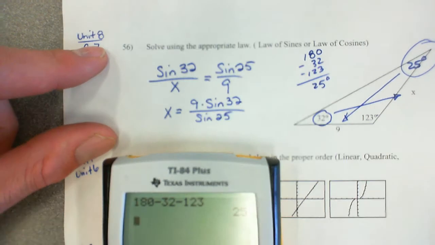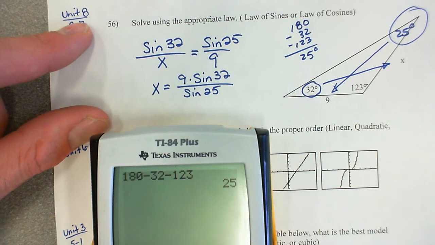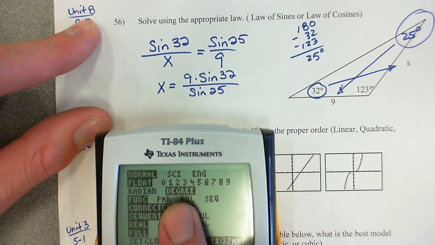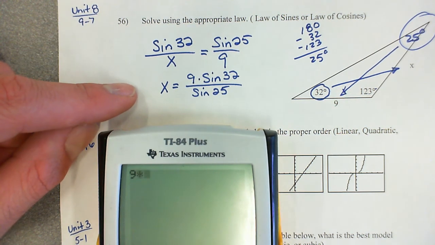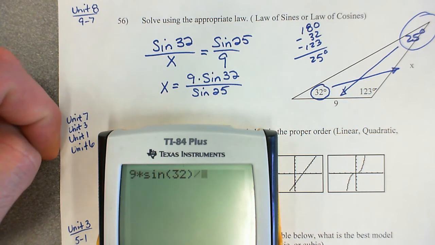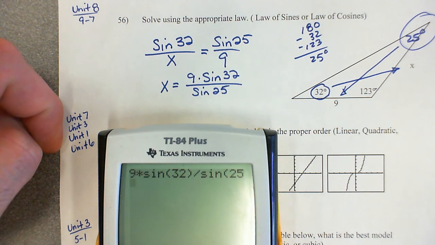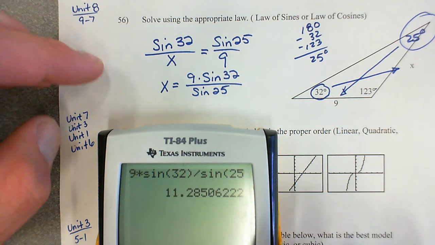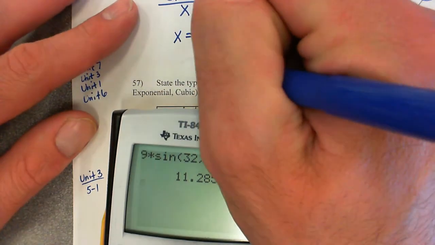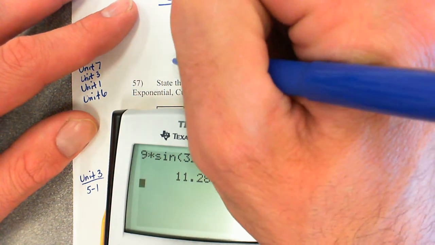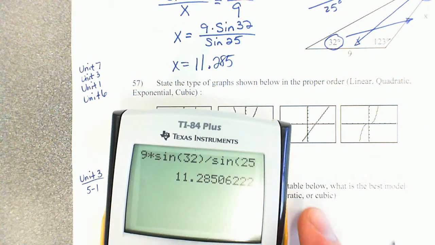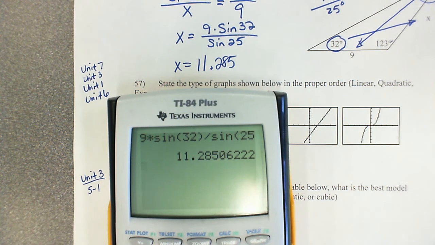So now when you go to plug this in, recall that you better check your mode. Go to mode, make sure you're in degrees, which we are. So now let's do 9 times the sine of 32, close your parentheses, divided by the sine of 25. And there we get 11.285, and you'll just round it to whatever the multiple choice answer says. So that's a review of law of sines, law of cosines.